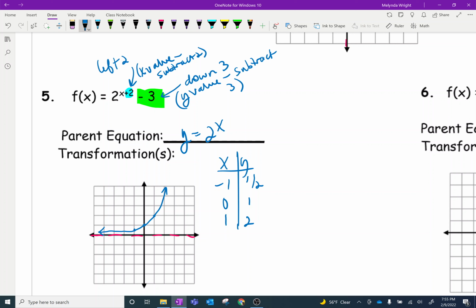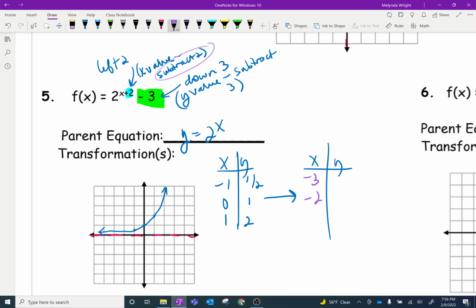So let's do that. -1 minus 2 gives me -3. Let's just put the points in a different color because that's what I'm going to graph in. 0 minus 2 is -2. And then 1 minus 2 is -1. So we subtracted 2.